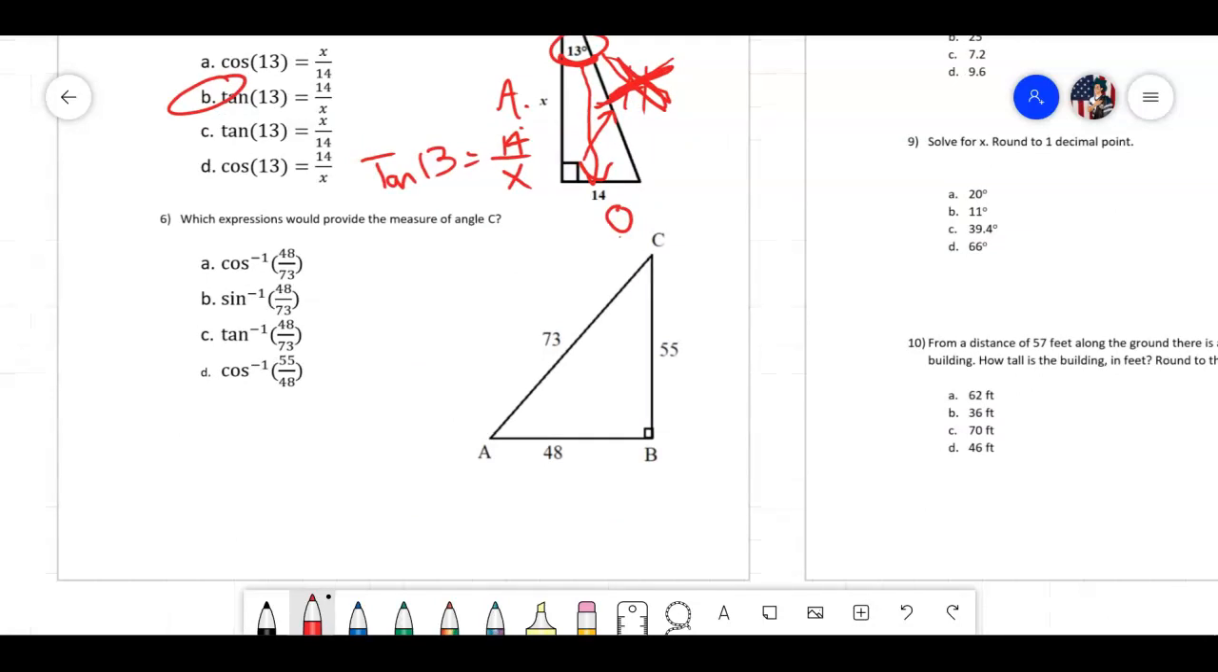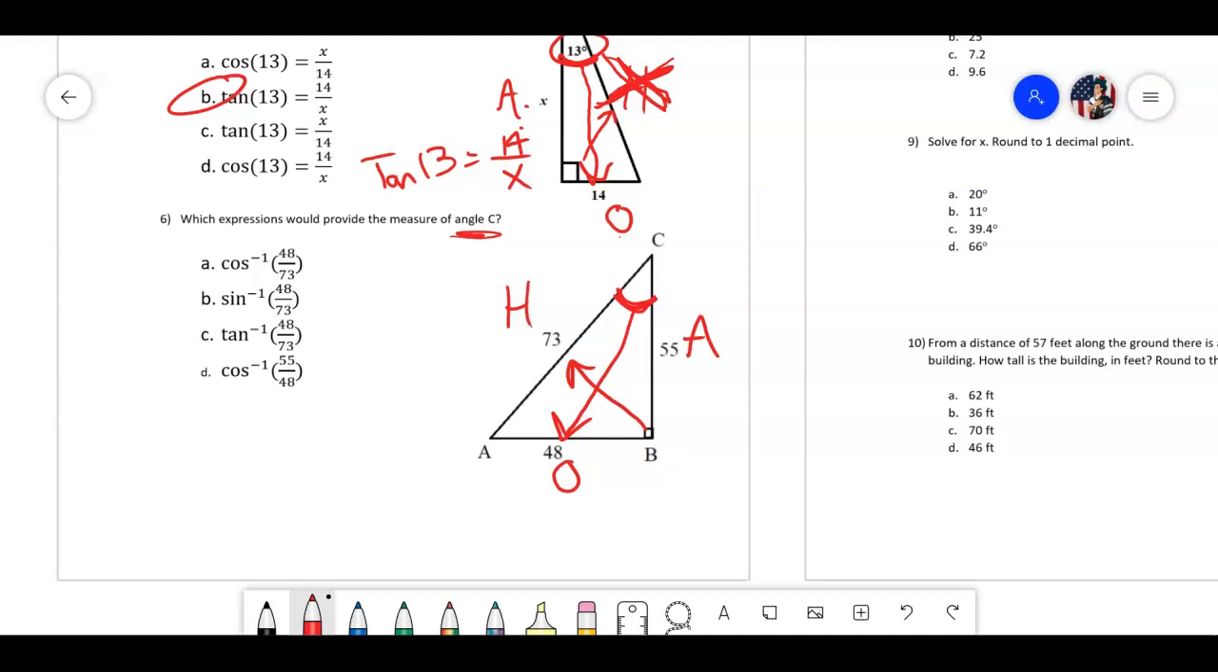Now let's talk about inverses. Which expression would provide the measure of angle C? So again, angle C is right here. Let's put a little arc there, and let's label O, H, and A. Now, this one's kind of tough because it gives us multiple choices.